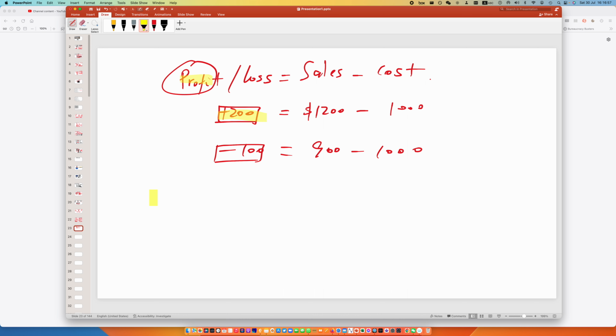In terms of percentage, it's the same thing. Let's say you have a cost price of $1,000 and you make a 10% profit. 10% profit is 10% of this price, so basically you make a $100 profit. Okay, so that's profit and loss.